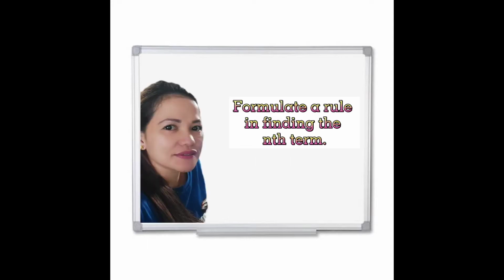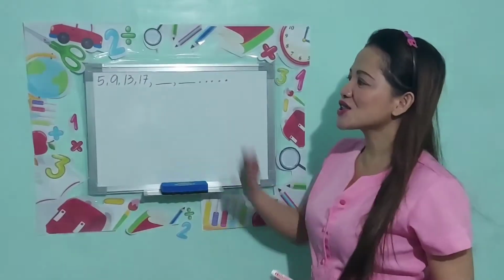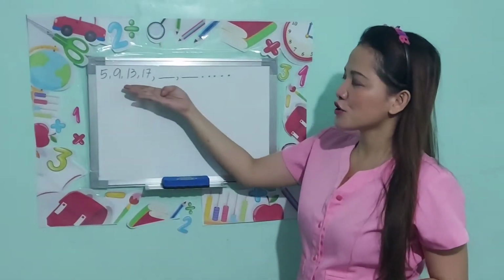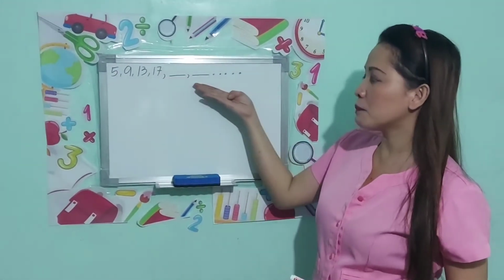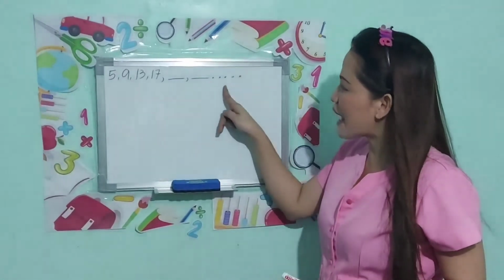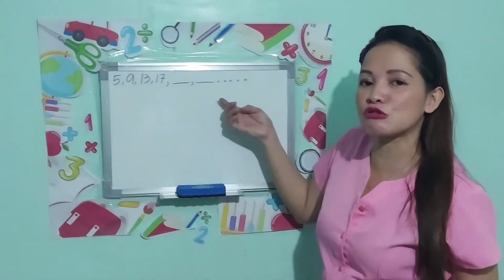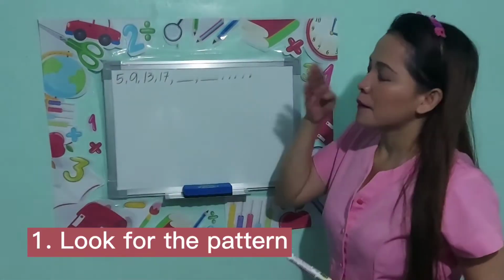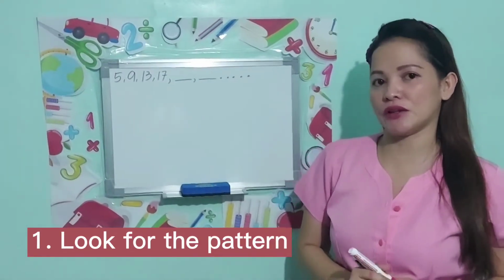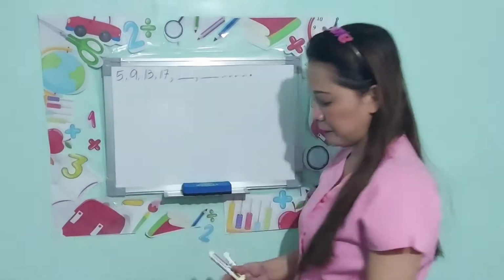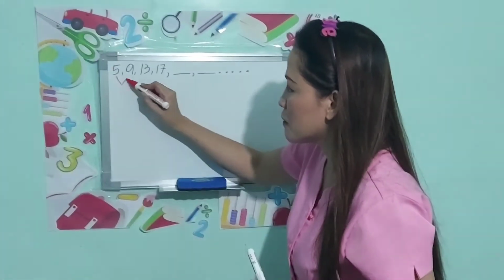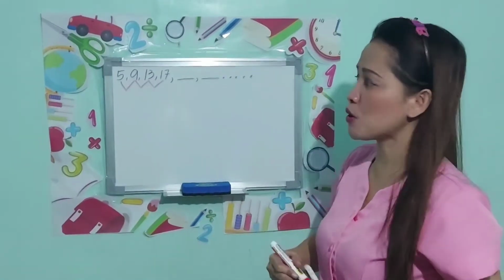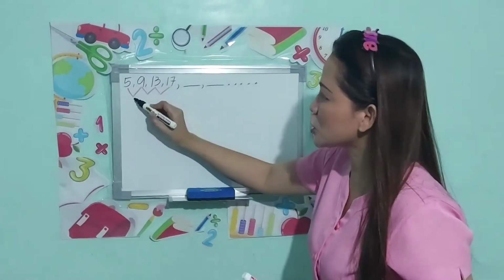Now let us formulate a rule in finding the nth term. Let's try it with this sequence, okay? So we have our sequence 5, 9, 13, 17, and so on. The dots represent that this sequence can grow and grow. So, the first thing that we have to do is look for the pattern. Starting from the first term, 5, let's observe the second term, the third term, and the fourth term. As we have observed, it increases by 4.